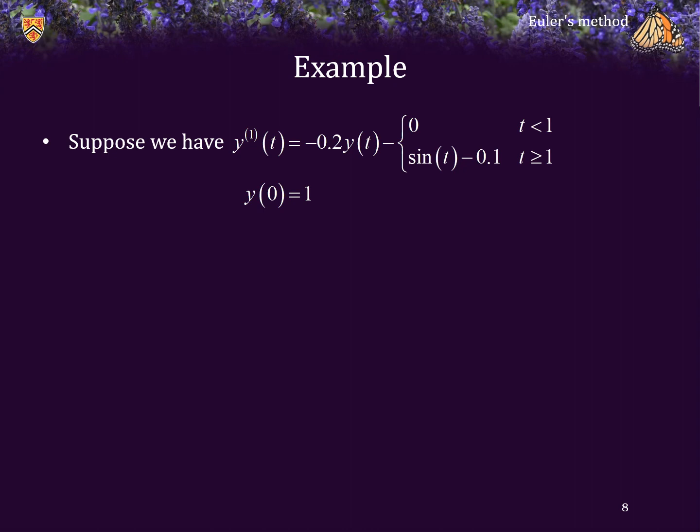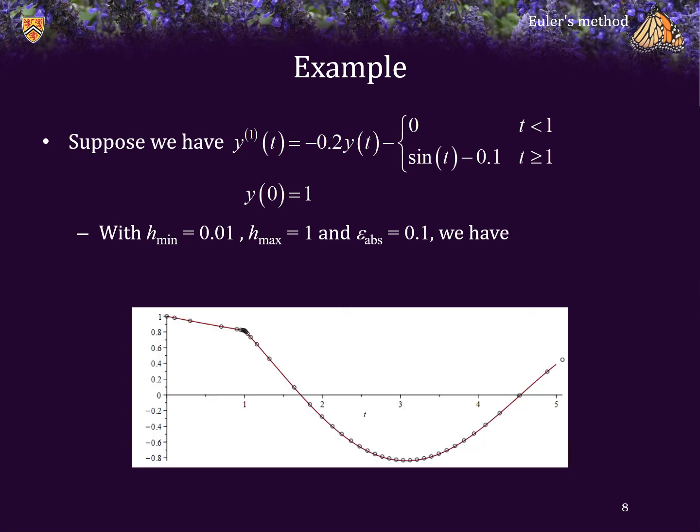Suppose, however, we have a decaying exponential plus a discontinuous forcing function. So this forcing function is only turned on after t is equal to 1. What that means is the solution is no longer going to be differentiable at that point. And you should have seen that in calculus. Let's see how adaptive Euler-Heun deals with this. Well, once again, with the same limits, we have the following approximation.